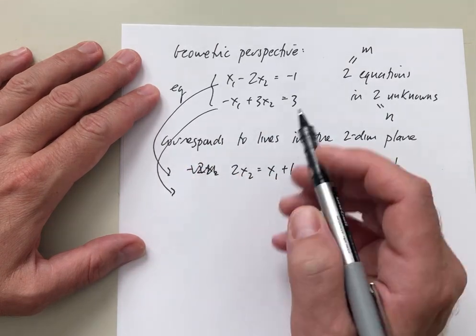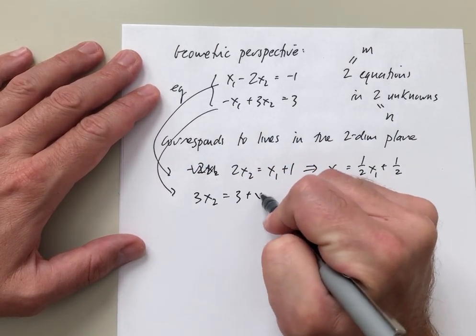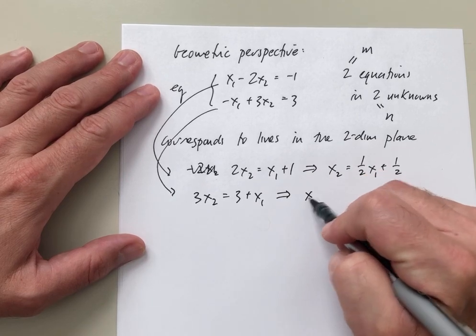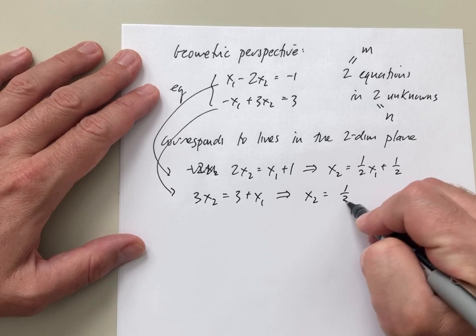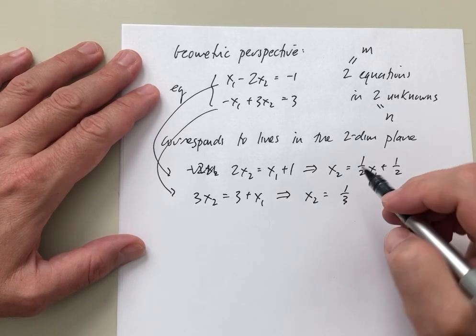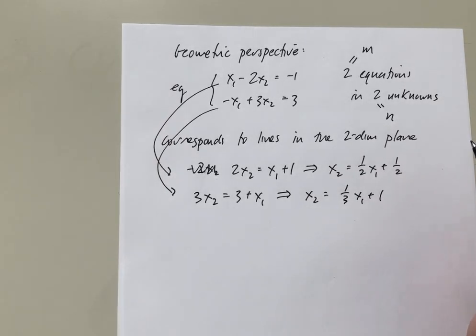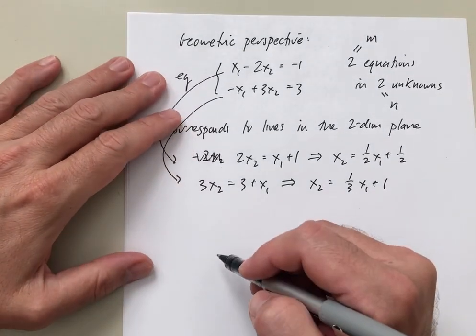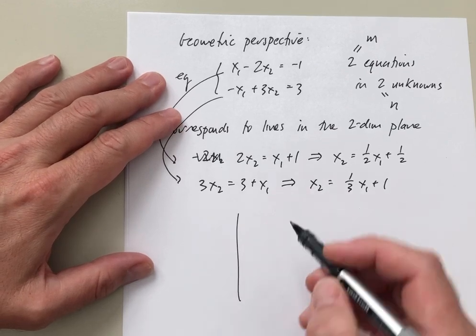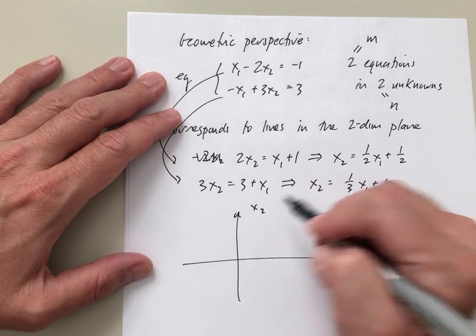The second one, if I solve for x2, this will be 3x2 equals 3 plus x1. In other words, x2 equals 1/3 x1 plus 1, right? And so this is another line, and what does it look like? Well, in a picture here, let me draw the x1, x2 plane here.